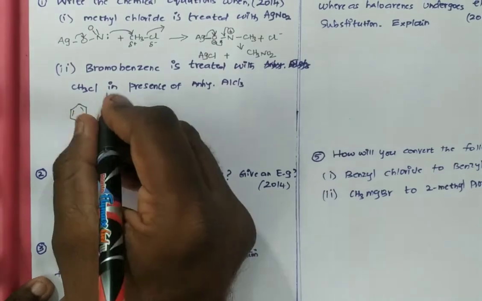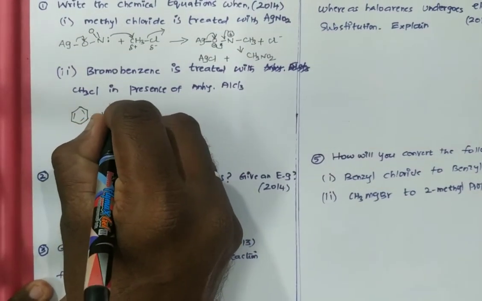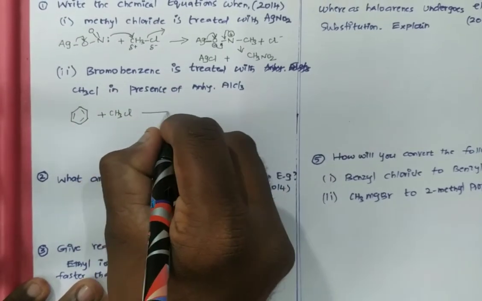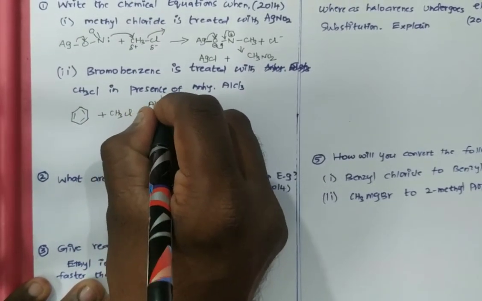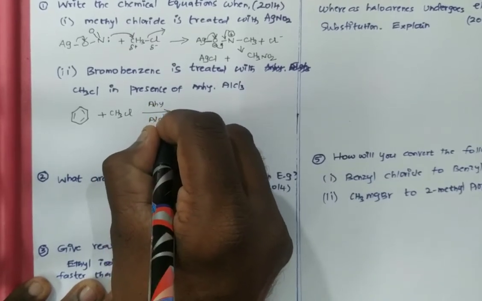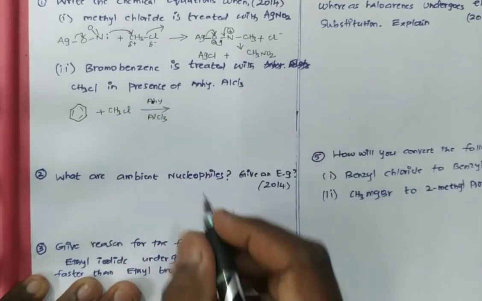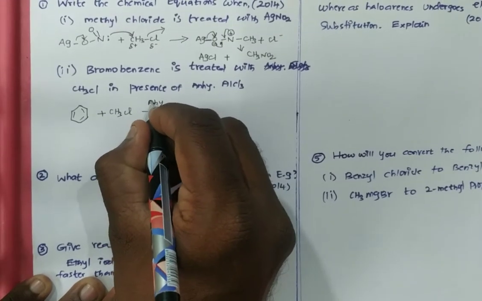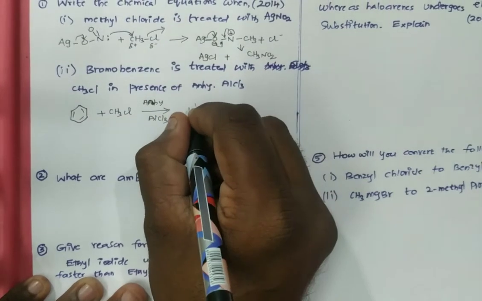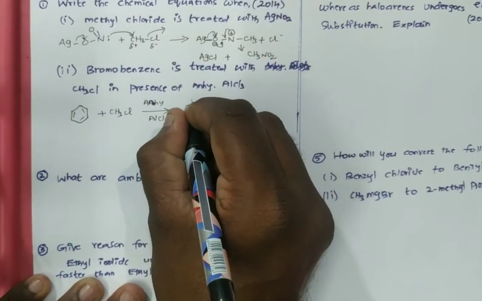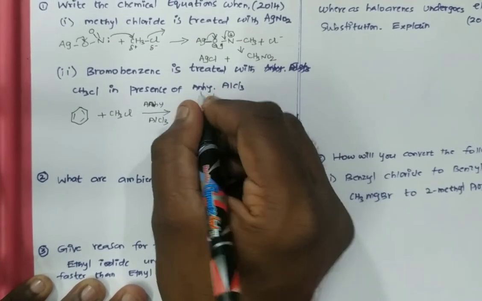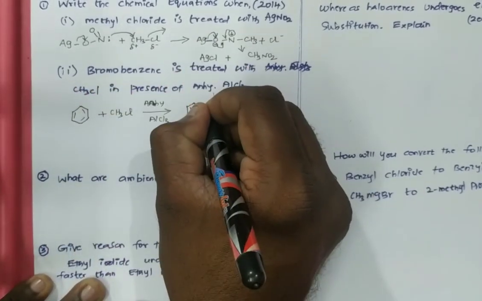Now it is going to react with CH3Cl in presence of anhydrous aluminum chloride, AlCl3. Now what will be the product? I will be getting 2 types of products. What are all the products? This is the bond, 1, 2 and 3. Suppose I will be getting a product like this.